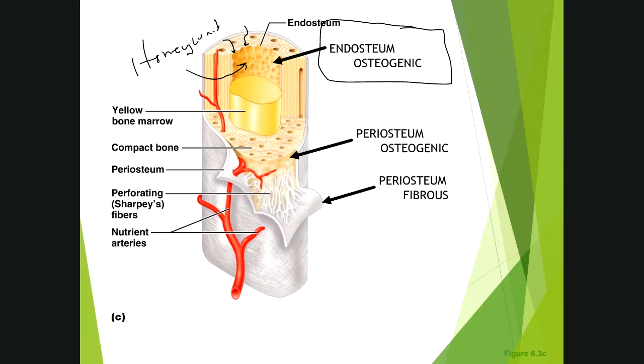So Zoe, yes, they both have an osteogenic layer. And again, the osteogenic layer is where the osteoblasts are and where the osteoclasts are. So remember, we can make the bone bigger from the outside and smaller from the outside, but we can do the same thing from the inside.